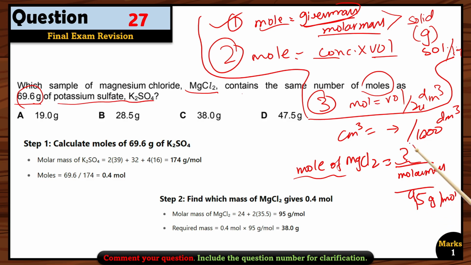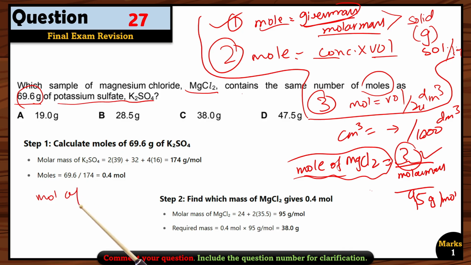So what do we have to find? We have to find the mass. So what should we have? We should have the mole. Let's now calculate the mole. How can we calculate the mole? Let's see the other information which we already have. We already have the mass of potassium sulfate, which is already given, so we will use this formula again.